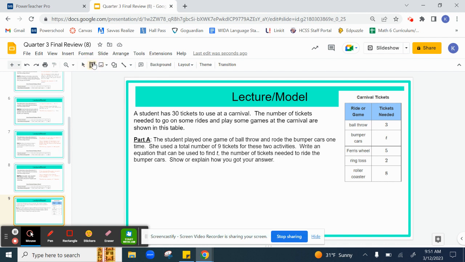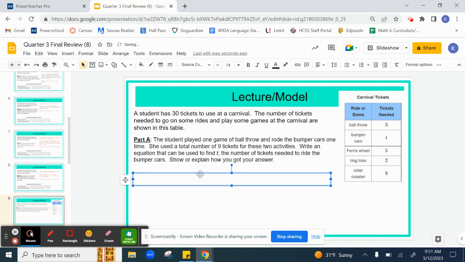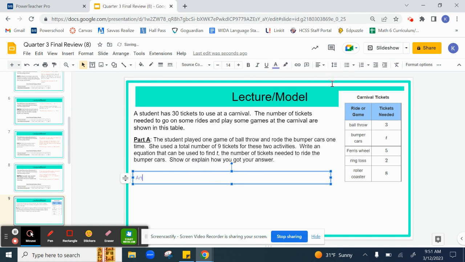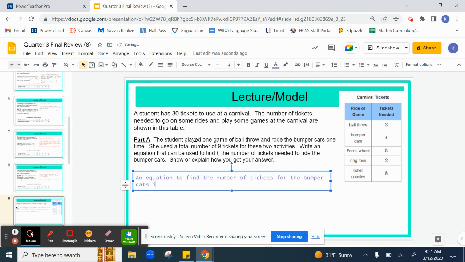She used a total of 9 tickets. Write an equation that can be used to find the number of tickets needed for the bumper cars. Show or explain. So that means we're writing a race statement. And all right, so let's start. An equation to find the number of tickets for the bumper cars is, all right, and let's break this down.